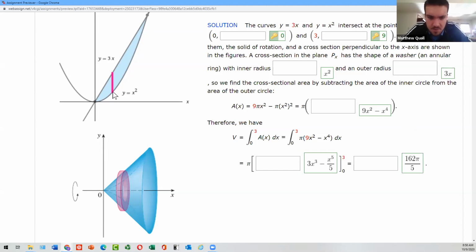So the inner radius is the distance from the x-axis to the curve, and the outer radius. Think of it as small and big. Those are the terms I've been using. So they're using inner radius where I would say small radius, and they're using the word outer radius where I would say big radius.